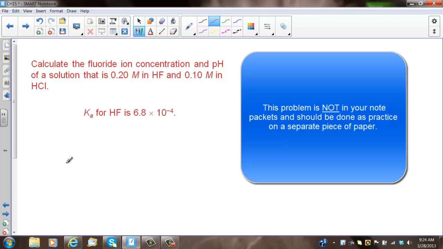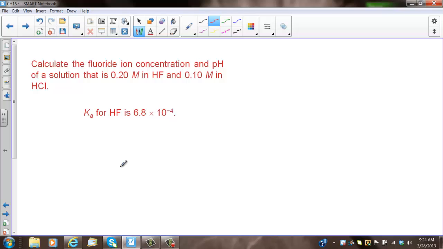Okay, so let's look at this problem right here. Calculate the fluoride ion concentration and pH of a solution that is 0.2 molar in HF and 0.1 molar in HCl. And they gave you the Ka value. So I want you to pause me and I want you to go through the steps that I just went through on the acetic acid problem and see if you can come up with an answer for this.